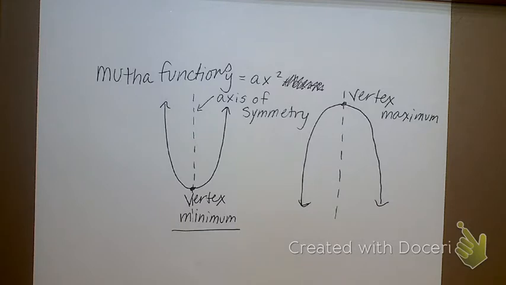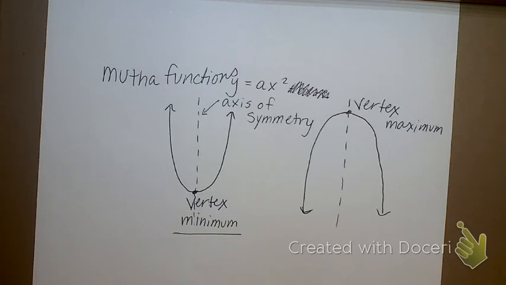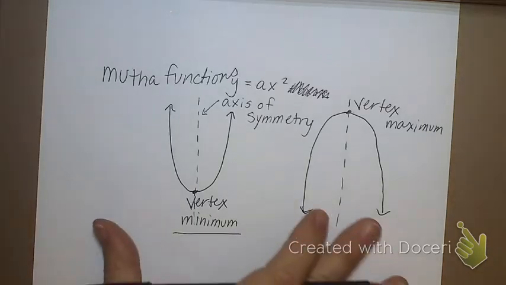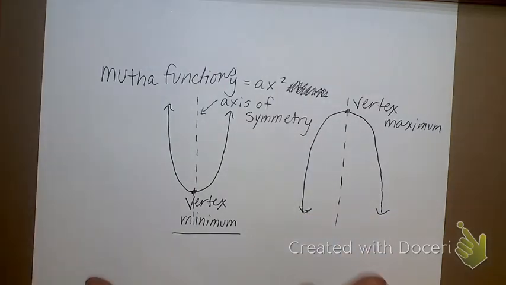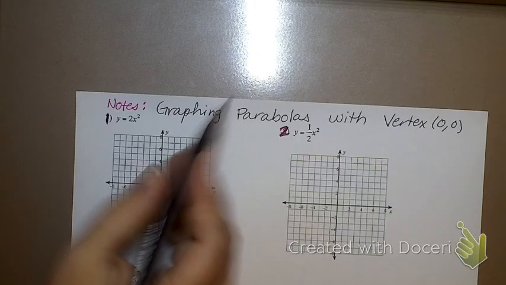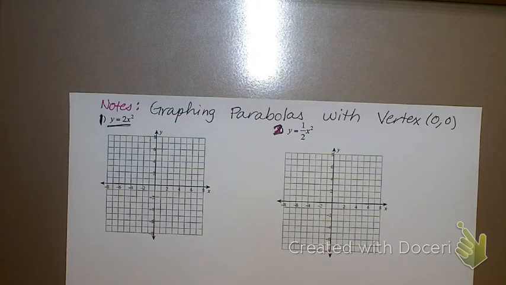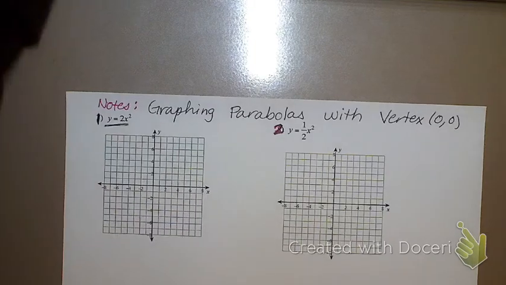Okay. Identify the vertex, axis of symmetry, maximum, minimum. That's our basic parabola. Let's look at what we've got going on up here. I have an equation that says y equals 2x squared. That's the first one I'm going to graph. Now I can zoom in for you guys.